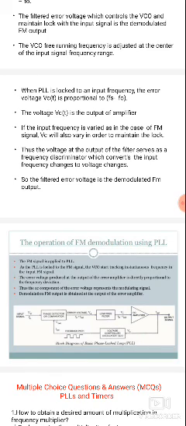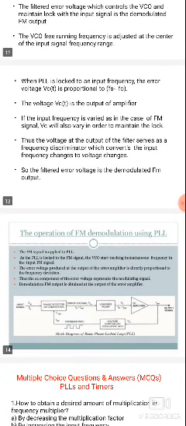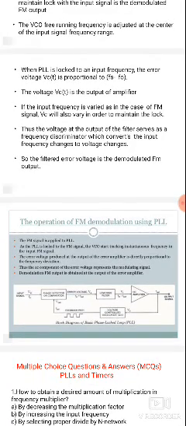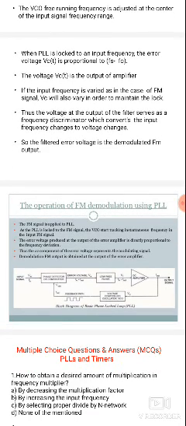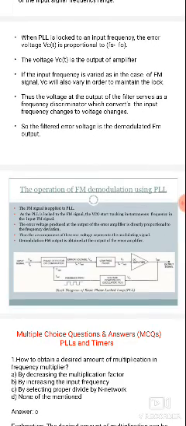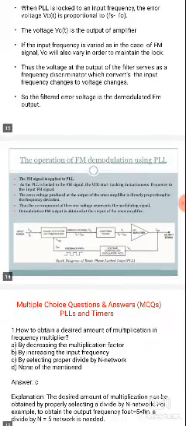Next, if the input frequency varies, as in the case of an FM signal, VC will also vary in order to maintain the lock. If there are any changes in the input signal, it can maintain lock constantly. So VC also varies within the lock range. The voltage at the output of the filter serves as a frequency discriminator, which converts the input frequency changes to voltage changes. Frequency changes are converted to voltage changes. The filtered error voltage is the demodulated FM output.